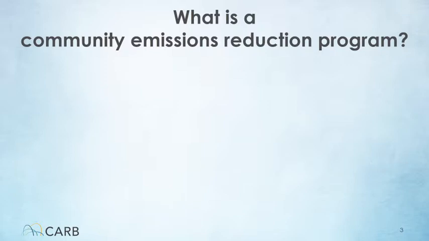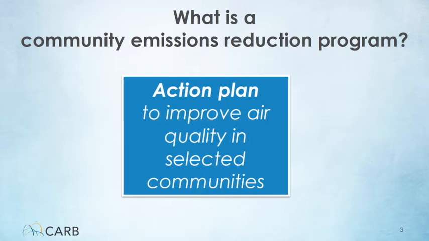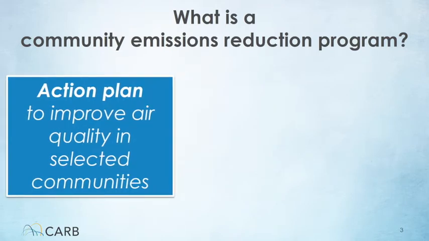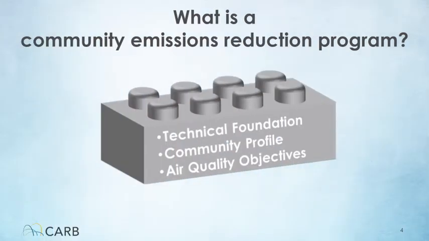At its core, a community emissions reduction program is an action plan to improve air quality in selected communities. But what does that entail? The programs have a number of building blocks that work together to reduce air pollution. The process starts with a profile of the community that provides a general overview of the community, including community issues, types of pollution, public health information, and socioeconomic factors. A strong technical foundation looks at the community's air pollution challenges and air quality objectives for the program to focus on.